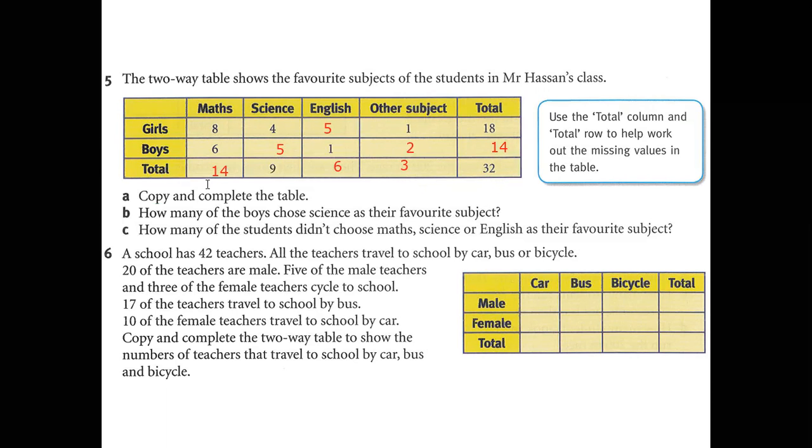So with the help of this, how many of the boys chose science as their favorite subject? 5. Here I write 5, because he said boys only, not all. How many of the students did not choose math, science, or English? There are 3 students. So same like this, you will solve all this. Now let's move to the next part.